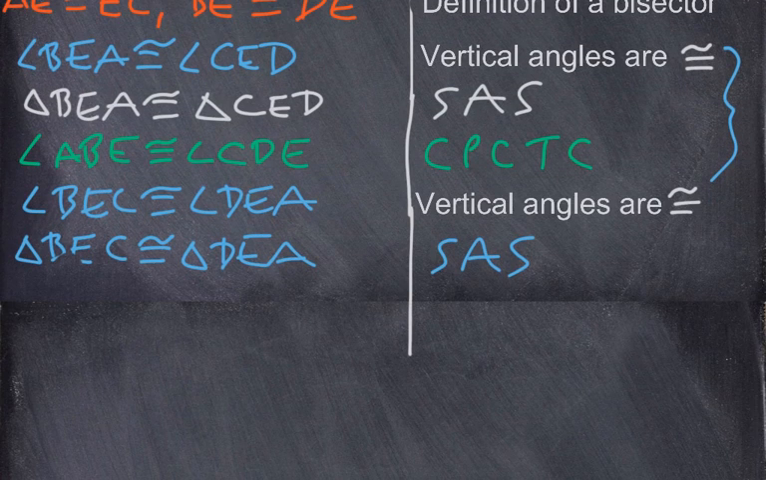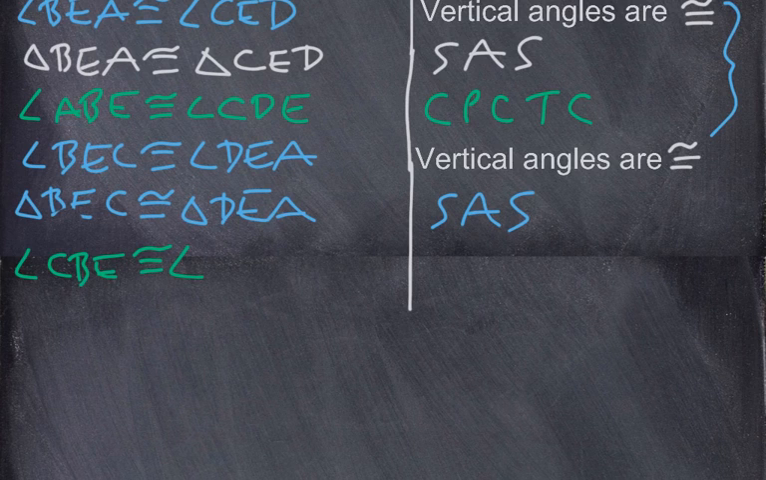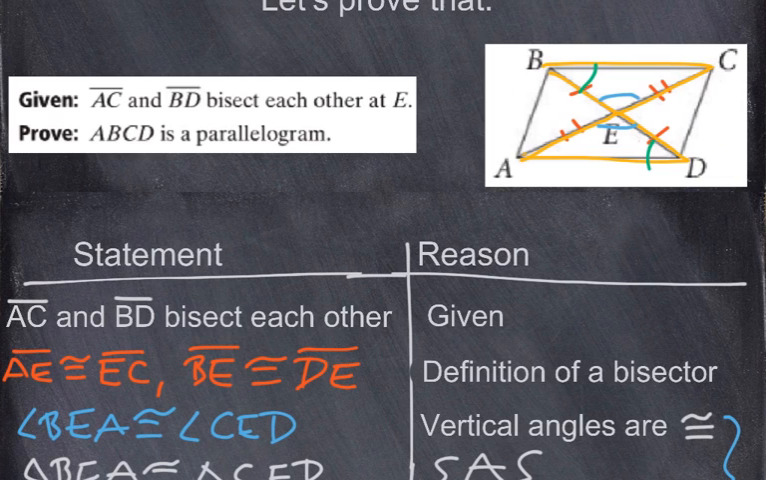So angle CBE is going to be congruent to angle ADE because of CPCTC. Now what we've proven, again, is that we have two pairs of alternate interior angles that are congruent. Well, if alternate interior angles are congruent, then that proves that the sides are going to be parallel.